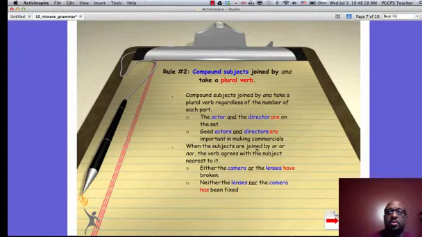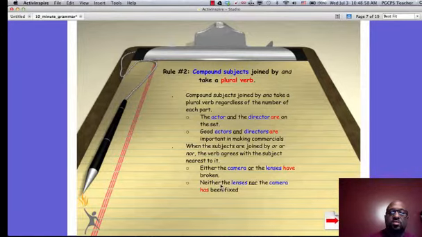Good actors and directors. This is also a compound subject, so you need a plural verb. When the subjects are joined by or or nor, the verb agrees with the subject closest to it, nearest to it. Okay, so this gets a little bit tricky. So in this case, whenever you see the word or or nor, you have to look at the subject that comes after that. So in this case, it would be the word lenses. Lenses is plural. So I need a plural verb, which is have.